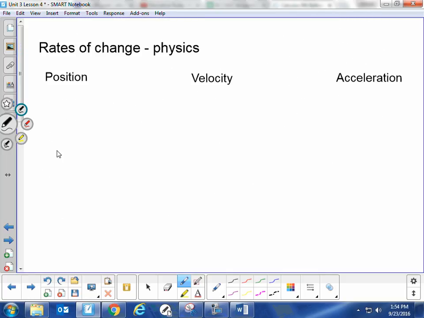Well, let's talk about rates of change in physics, okay? You should be comfortable with the differences between position, velocity, and acceleration. Position is just where you're located.